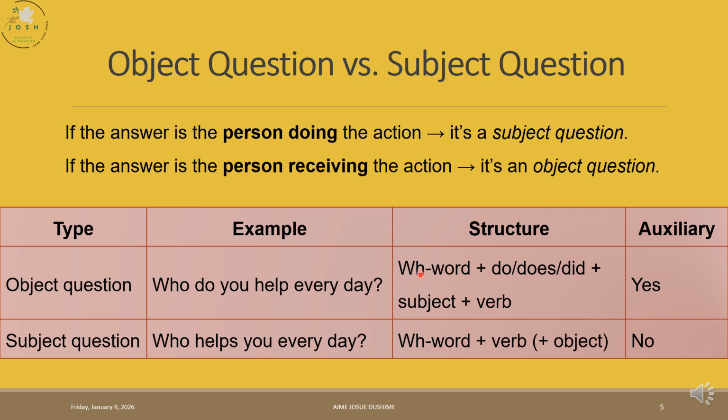The structures are different and distinct. Object question: WH word, who or what, plus do, does, did. We use do or does in the present. We use did when it is past. Plus subject plus verb. Subject question: WH word plus verb plus object. Do we use auxiliary in object questions? Yes. Do we use auxiliaries in subject questions? No.